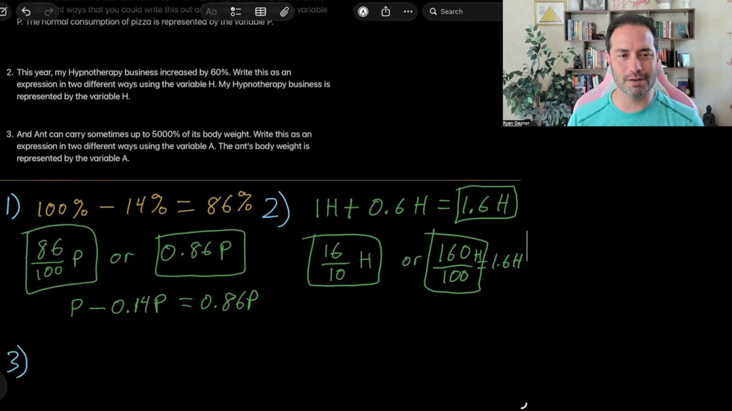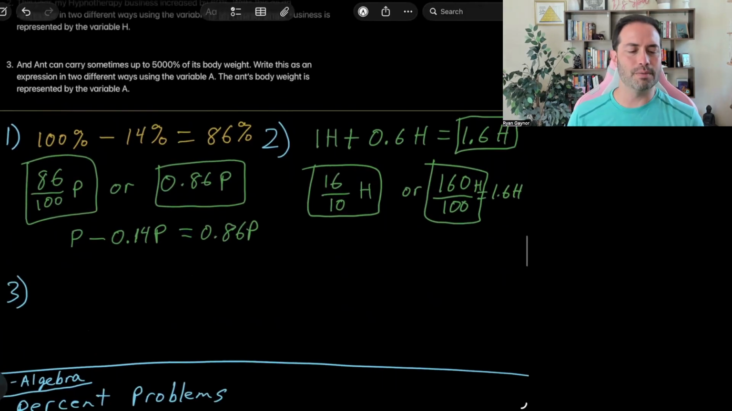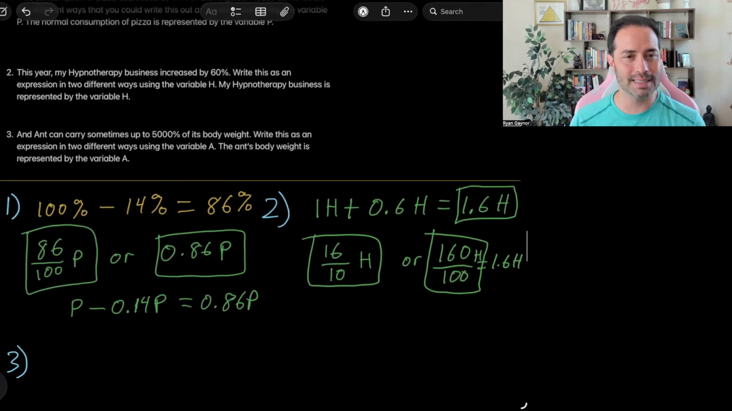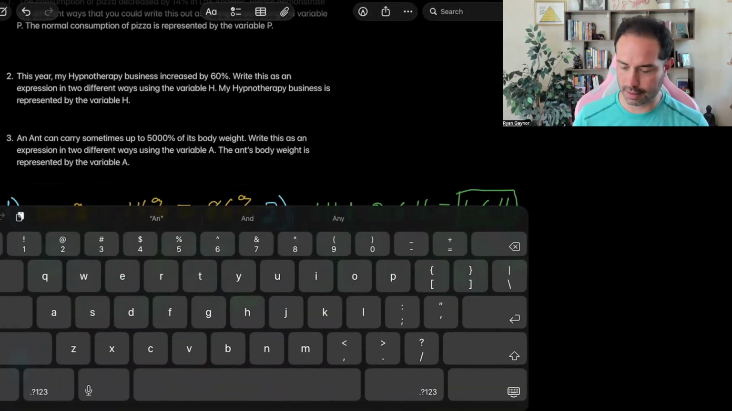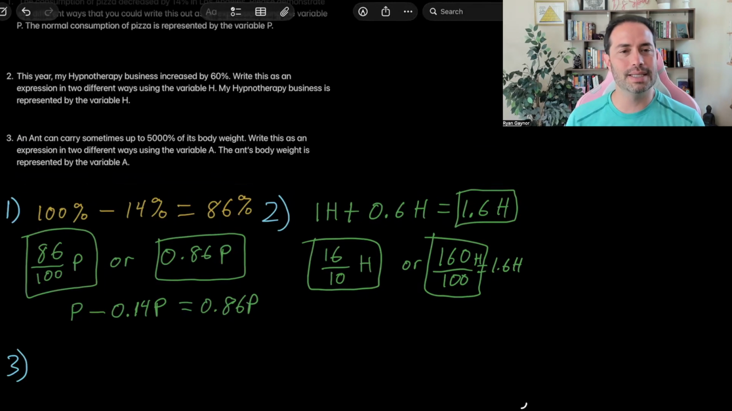All right, let's check out number 3. So number 3 says, oh, there's a bit of a typo there. It should have said an ant, my bad. So an ant can carry, here, why don't we just change that real quick? Okay. An ant can carry sometimes up to 5,000% of its body weight. Write this as an expression in 2 different ways using the variable a. The ant's body weight is represented by the variable a.